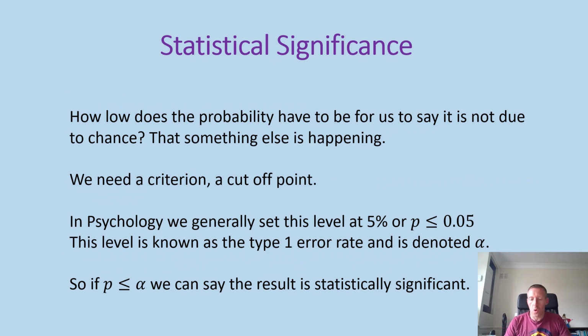Statistical significance, not much more to cover. So, how low does the probability have to be for us to say it is not due to chance? In many scientific disciplines, the threshold for rejecting the null hypothesis is usually set at p equal to 0.05. Okay, so that's about a 5% chance of getting those results, or a 1 in 20 chance.